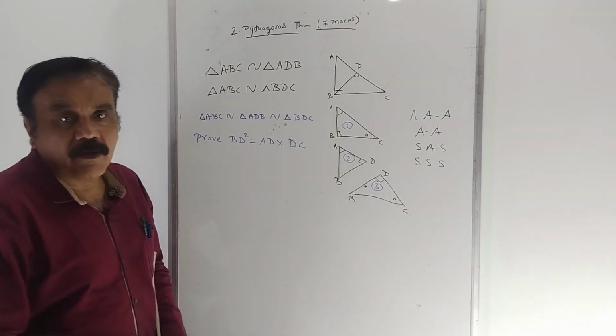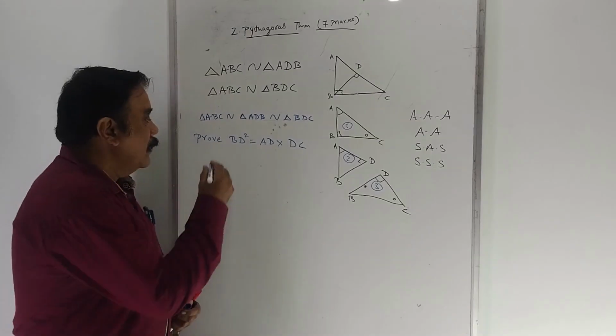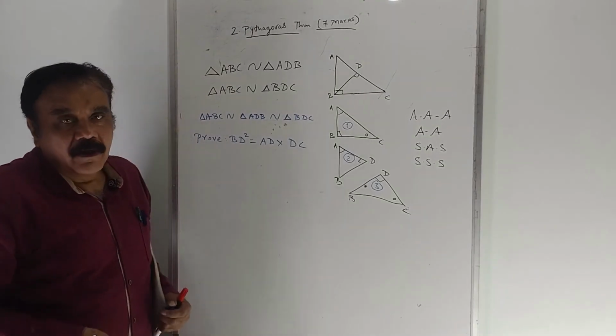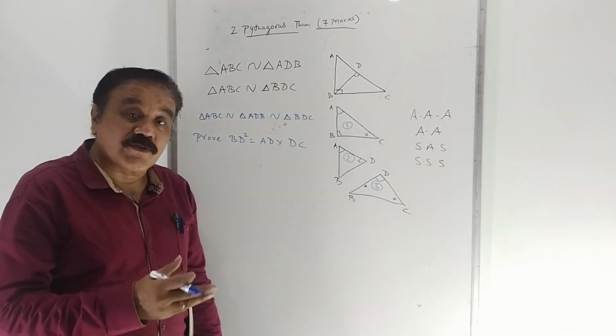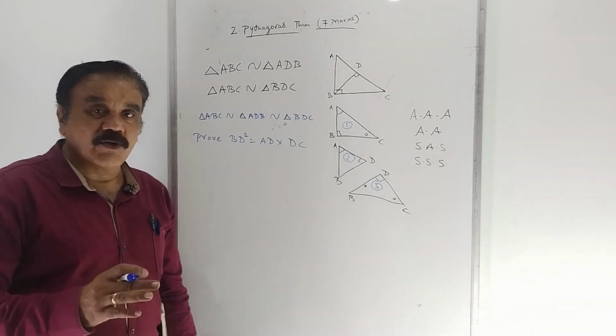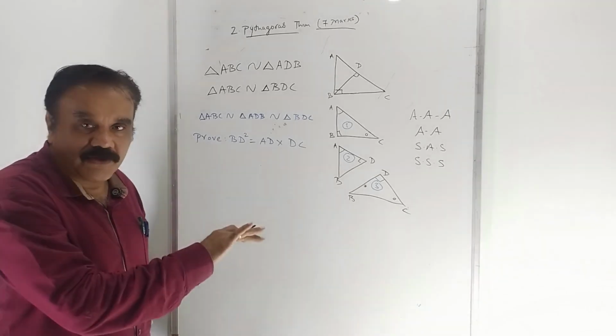Now see here, children, we have to prove BD square is equal to AD into DC. Okay, now how do you solve it? Every proof has a technique of solving. Now I'll tell you, don't share with anyone. Always know, you have to think with reverse psychology.